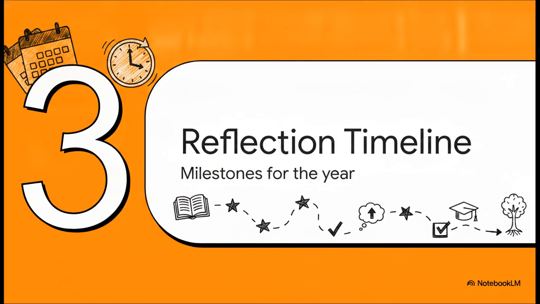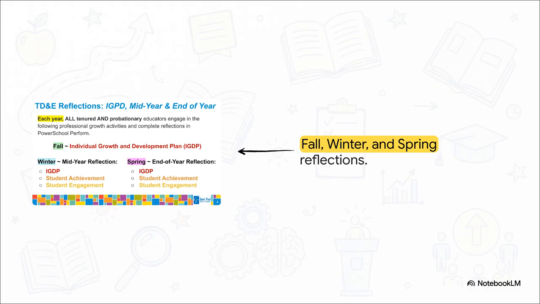Section 3, your reflection timeline. Let's move over to the calendar and see how this all builds throughout the school year. Okay, let's break down the timeline for the year. There are 3 critical reflection milestones you're going to complete, and you'll do these in a platform called PowerSchool Perform. In the fall, you'll create your IGDP. Then, in the winter, you'll do a mid-year reflection to check in on that plan, as well as your student achievement and engagement goals. Finally, in the spring, you're going to wrap the whole thing up with an end-of-year reflection.